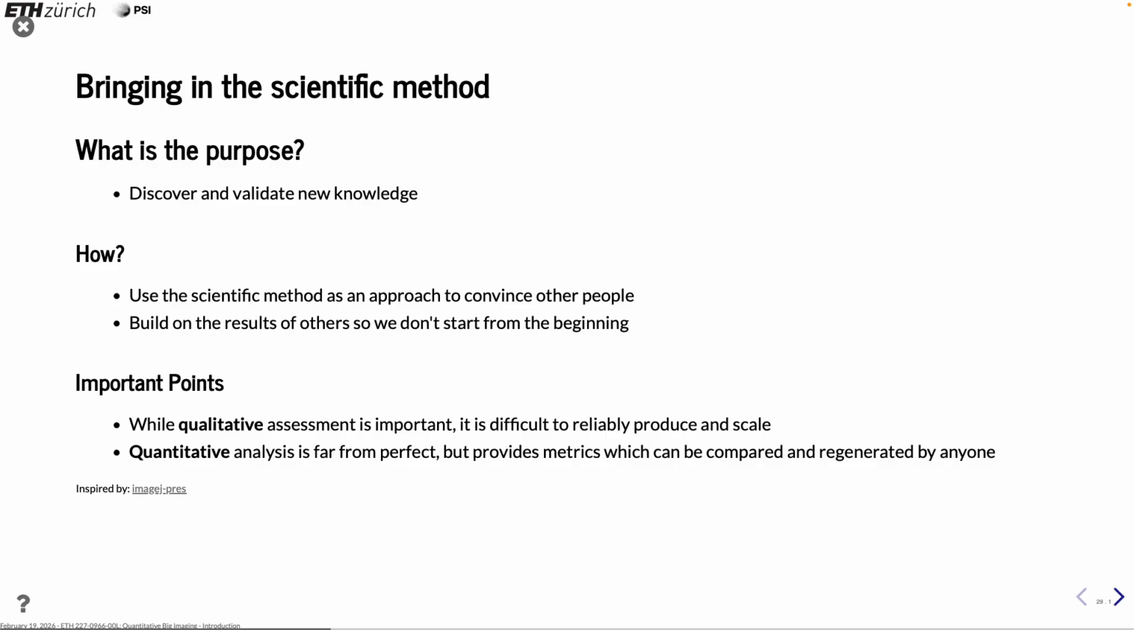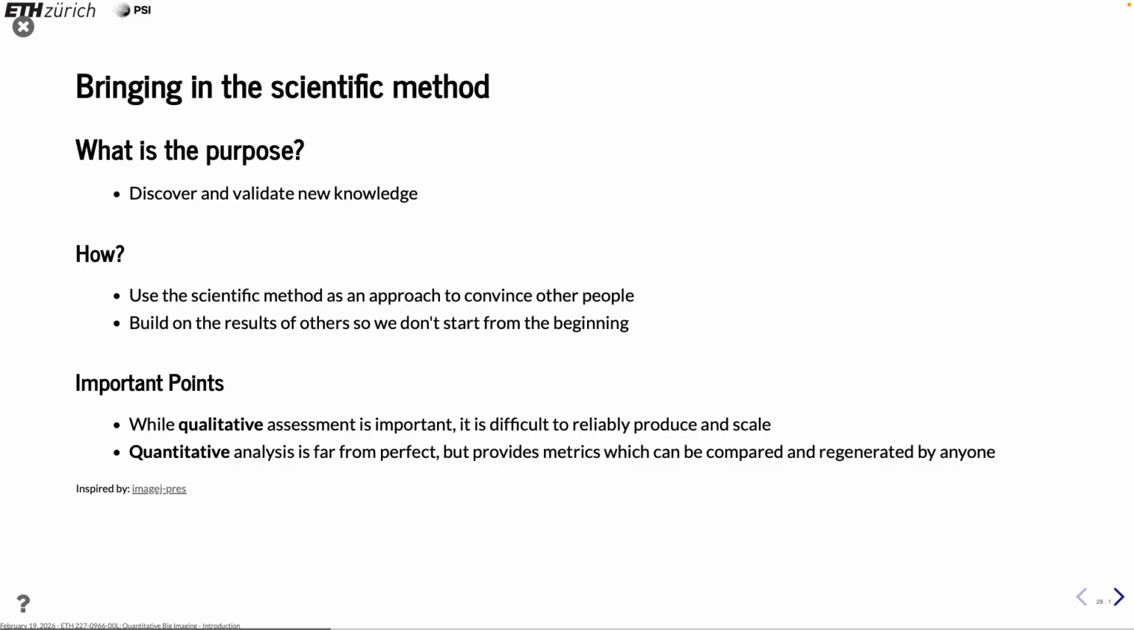Now we want to bring the scientific method into the whole analysis. So first of all, what is the purpose of the whole experiment? We want to find and validate some new knowledge. And the question is how we can do it. In a scientific experiment, you have to convince your peers that what you're saying is actually true. You can't just say, I looked at the image and this is true, but you have to show the numbers.